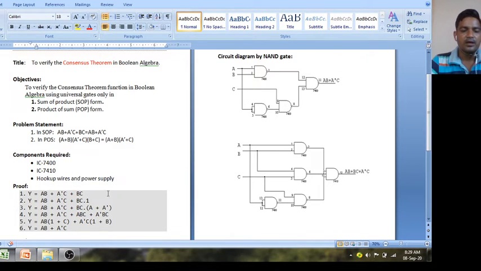Okay, how will you prove? You have to prove AB plus A dash C plus BC equals AB plus A dash C. Just multiply BC by 1. You have to remember, you have to multiply by 1 the term which is the redundant term. In this, BC is redundant, so you will multiply BC by 1.